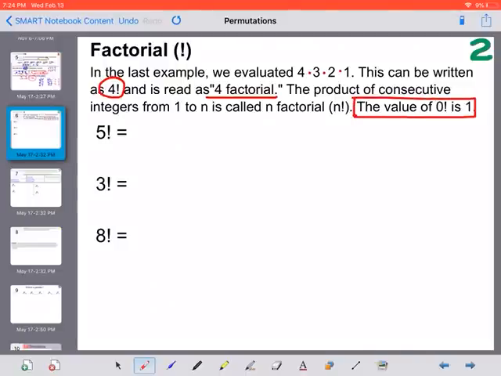It's just 0. So here, 5 factorial is starting at that number 5 and multiplying, or finding the product of, every number below that, consecutively down to 1.